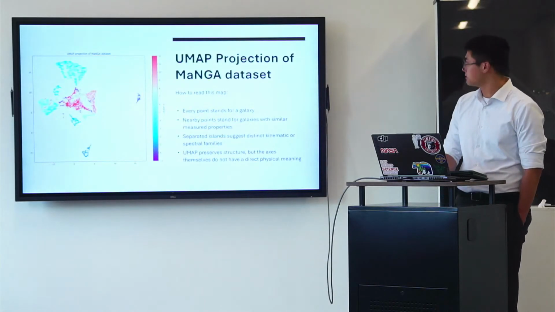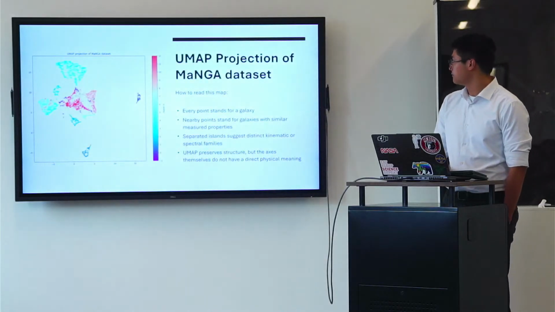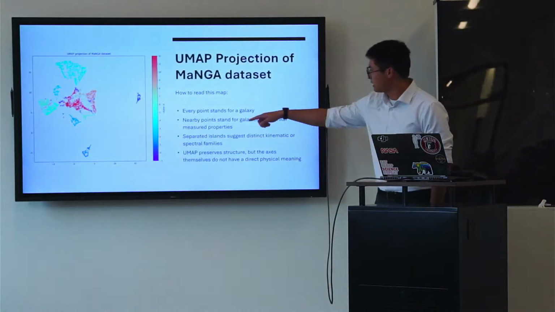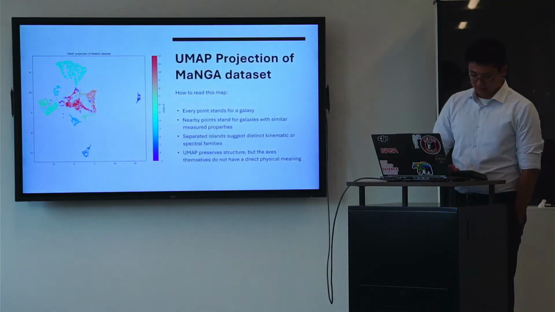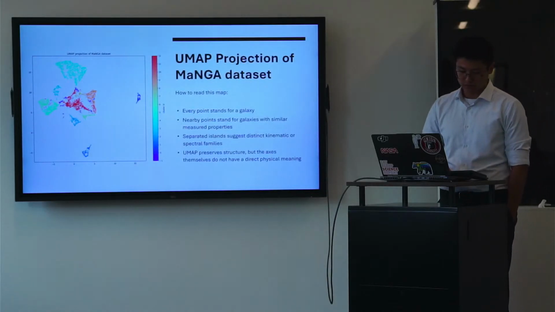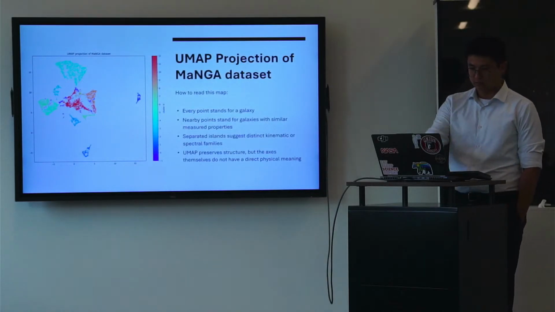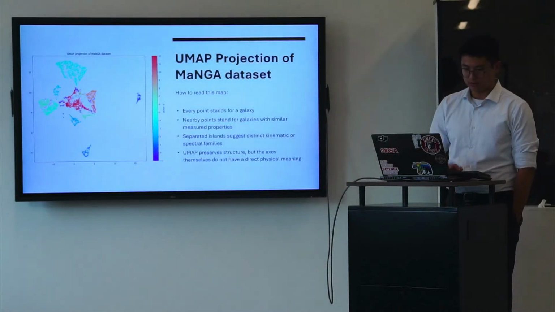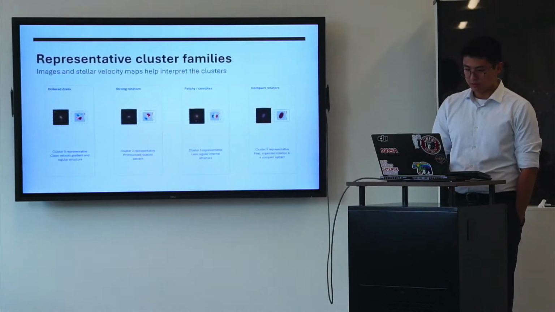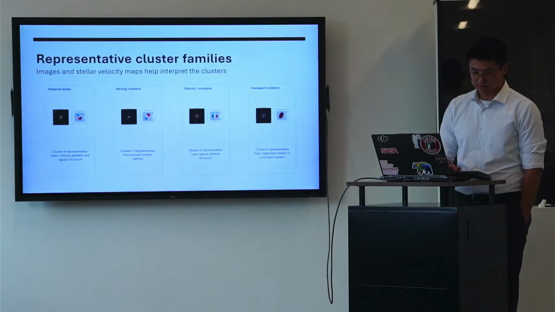And here's the UMAP projection of the MaNGA data set. You can see every little point on the map is a galaxy, and galaxies that are closer together have similar physical properties. The more apart they are, the more differences there are between them. So how do we interpret the clusters?